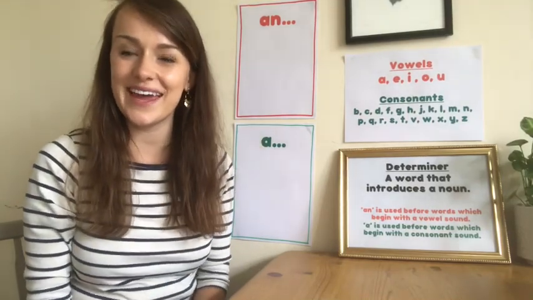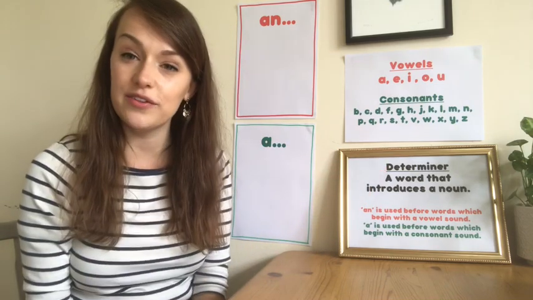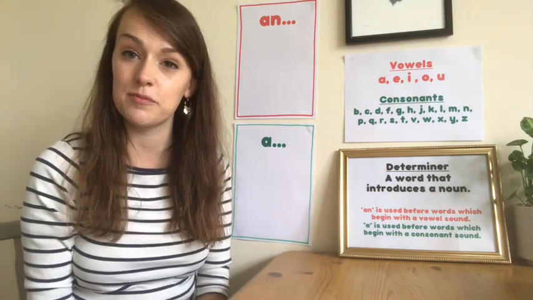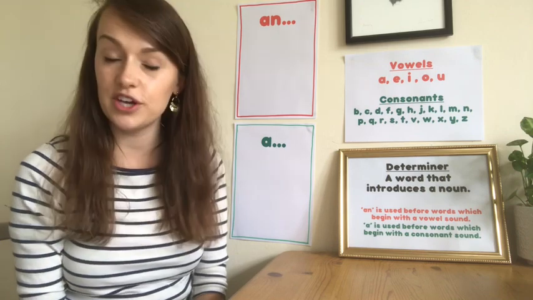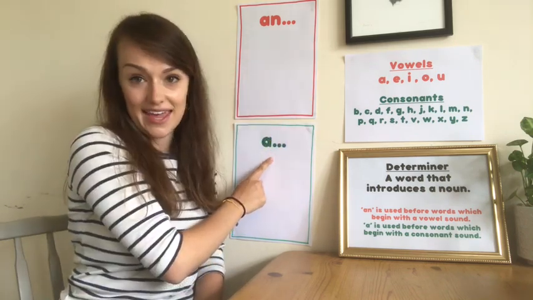Hello. Okay, today we're going to be learning about determiners. A determiner is a word that introduces a noun, so it comes before a noun. The two determiners we'll be looking at today are an and a.